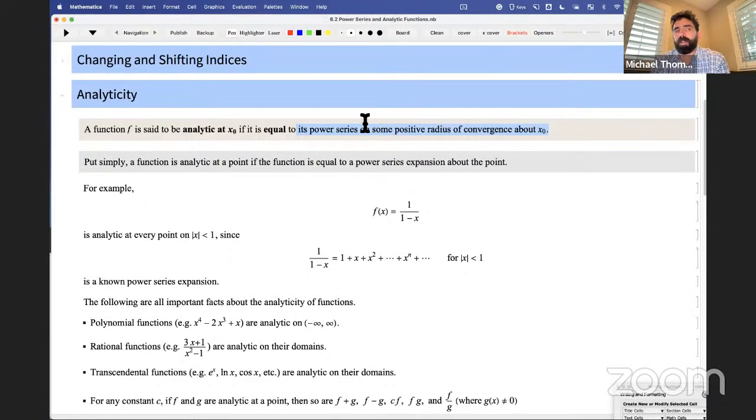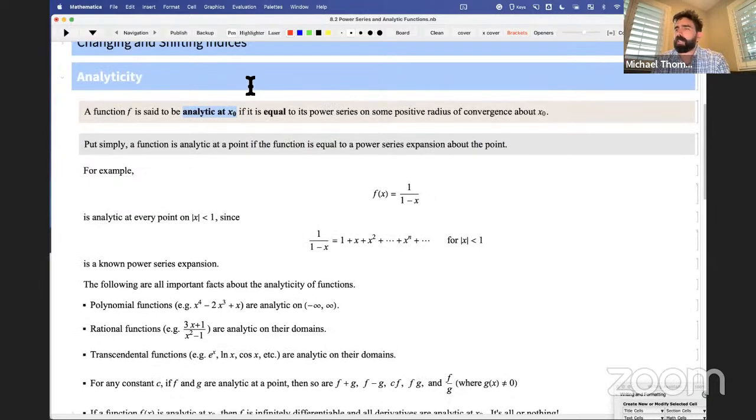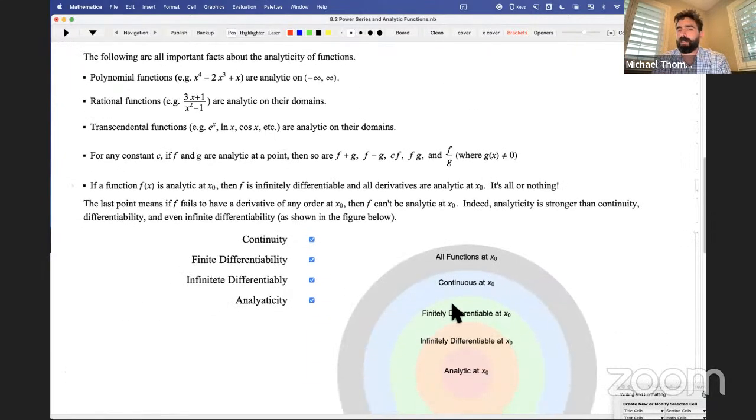So if the function is analytic at x naught, you know that it's infinitely differentiable at x naught. You know that it's finitely differentiable, obviously, and you know it's continuous at x naught as well. You get all those for free. This is kind of interesting because we want to figure out which functions. Maybe we can look at a function and just tell it's analytic, and then we get everything else for free.